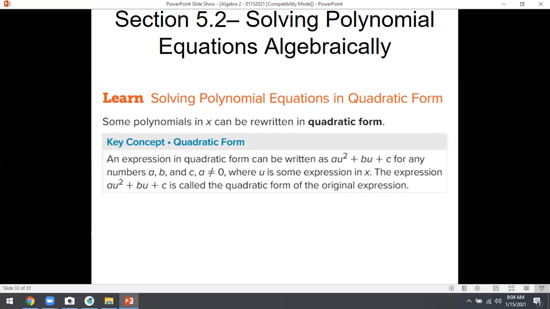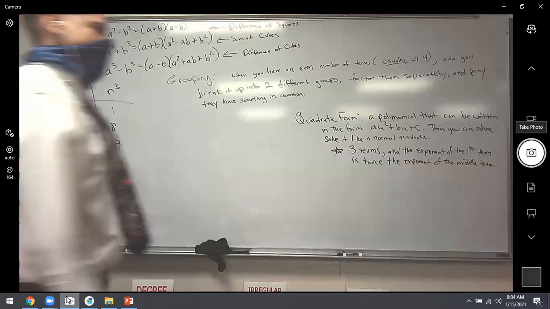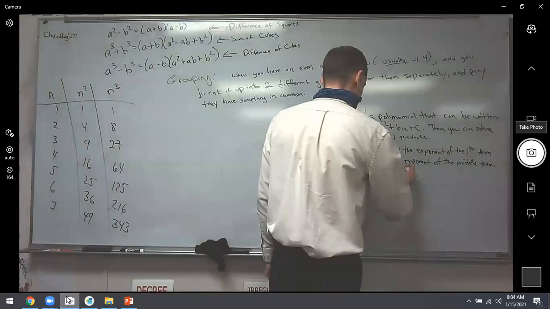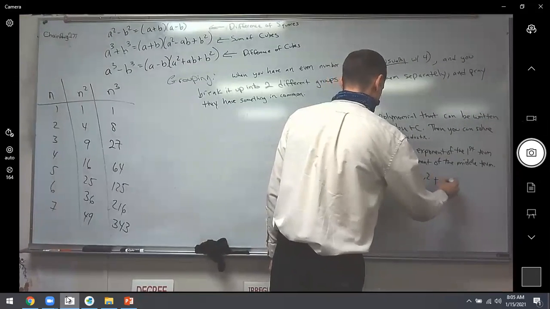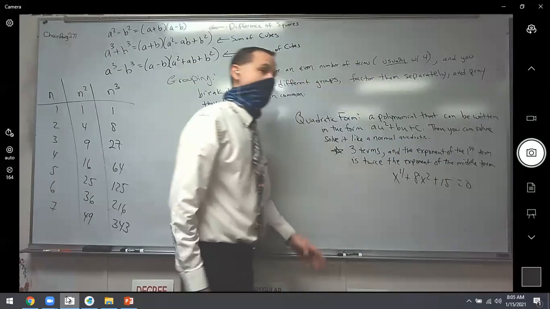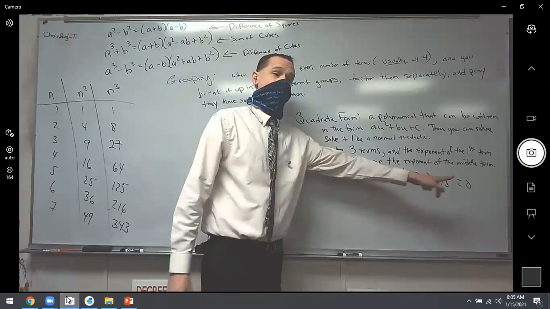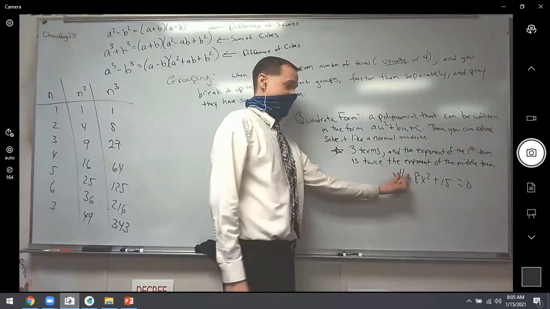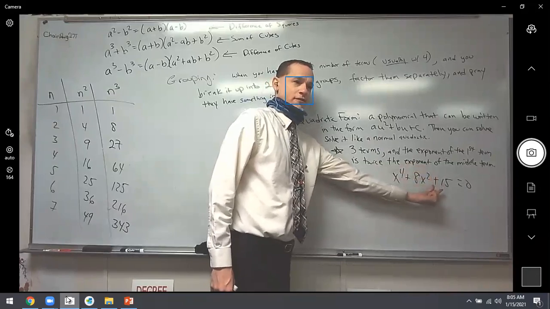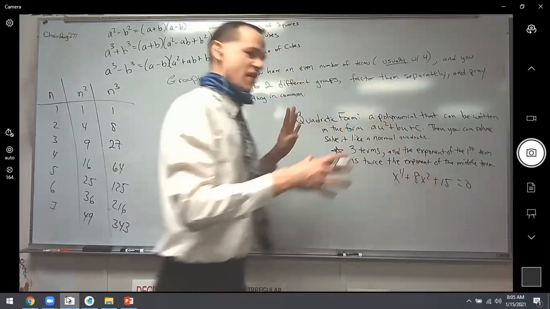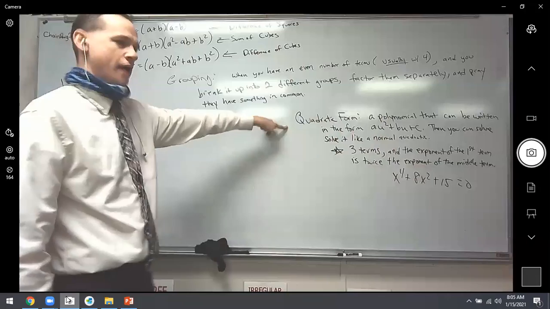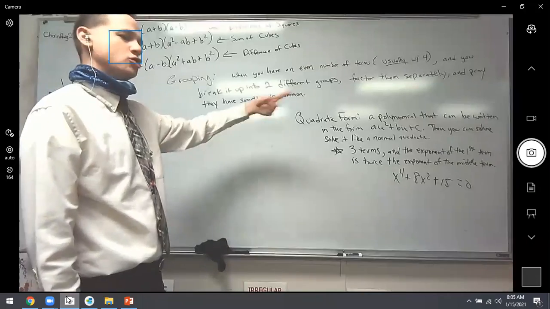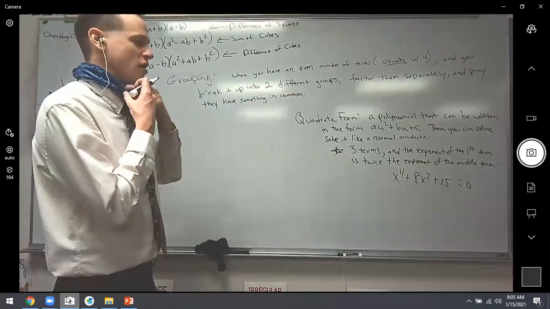If you look back to our warm-up, that's exactly what happened in our warm-up. We had an x to the 4th plus an 8x squared plus a 15. That was our example. And you notice it's got 3 terms, right? And this exponent is exactly twice of that one. So if you see that pop out at you, that means it's a quadratic form, and you're going to try to factor it just like a quadratic.